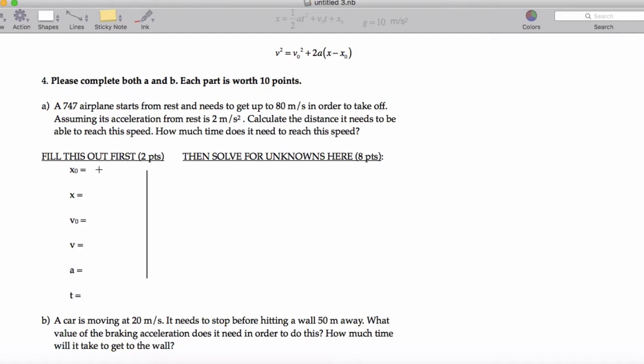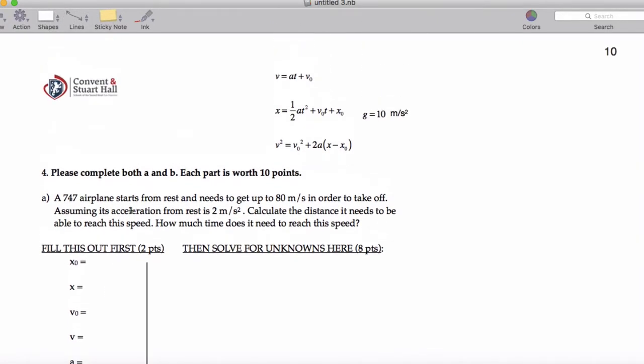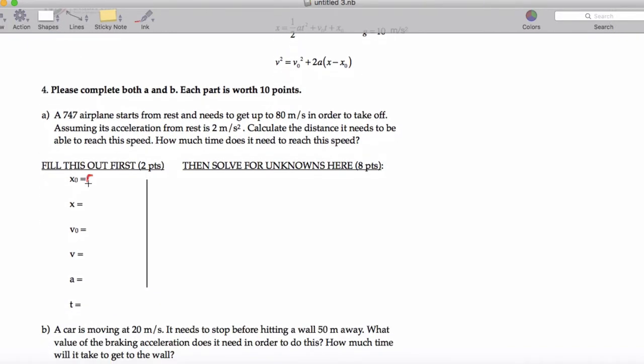So in these problems, I'll give you the equations, and always assume that the starting position is 0, and the final position is an unknown. We do start from rest, so that implies that v0 is 0. V is going to be 80 meters per second. We're given an acceleration of 2 meters per second squared, but we don't know the time. And this is actually enough information for us to solve the problem.